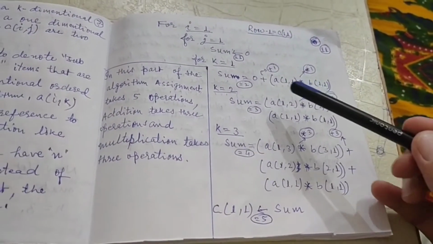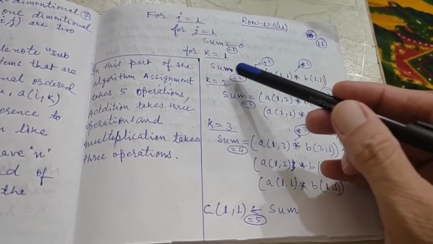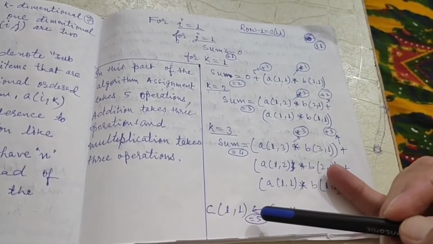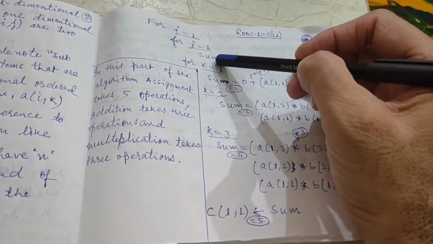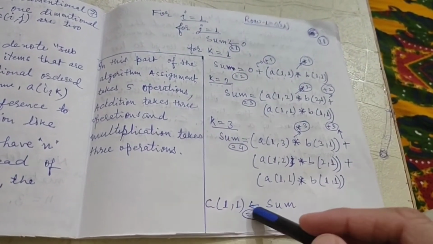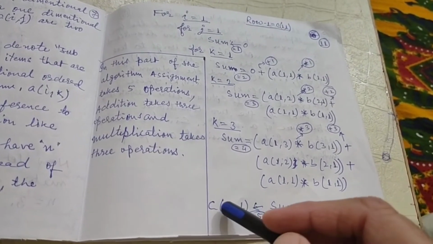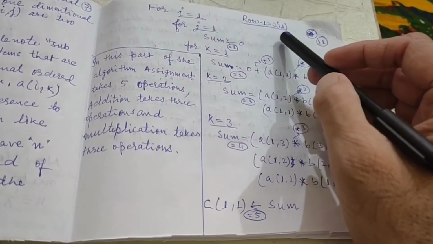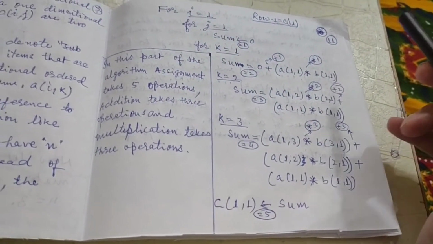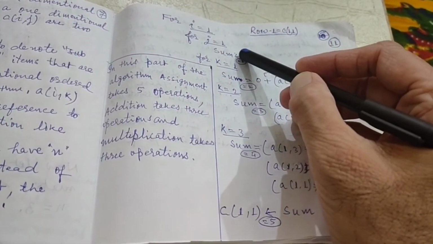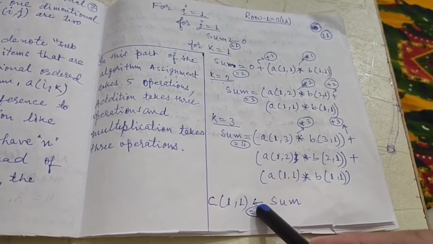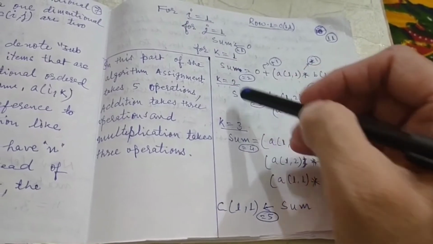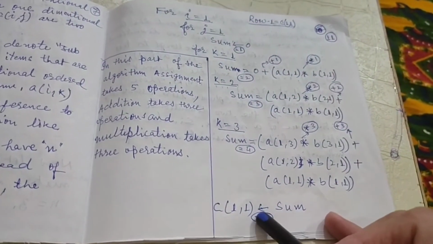Now observe again this part of the algorithm. We have 3 operations in this assignment: 2, 1 for initialization and 1 for sum to be transferred to C11. There are 9 parts of this, starting from C11 to C33. There are 9 elements. So 9 initialization, 9 transfers, and 9 into 3, 27. So 27 plus 9 plus 9.